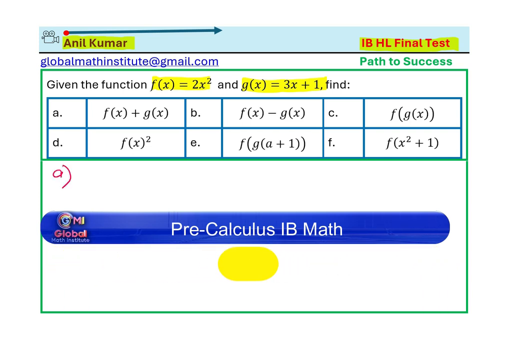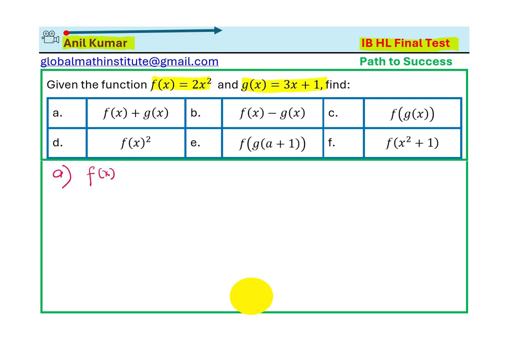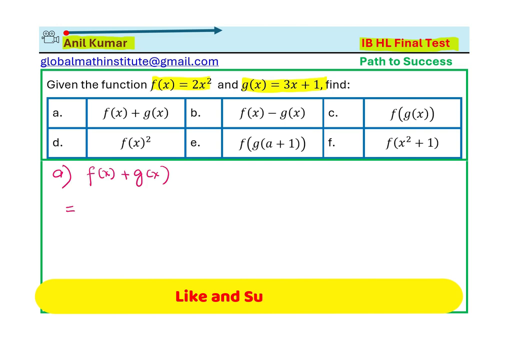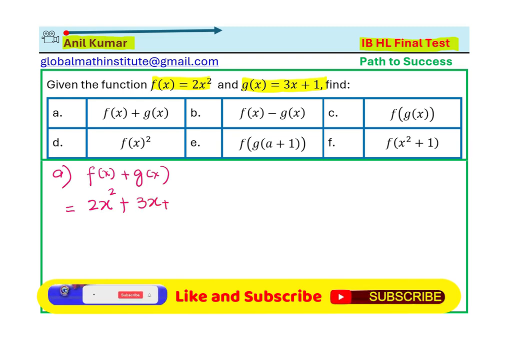So A, let's see what is f of x plus g of x equal to. f of x is equal to 2x squared. So we can write 2x squared plus g of x, which is 3x plus 1. So the combination is basically a quadratic equation. So you just put them together and add them up.